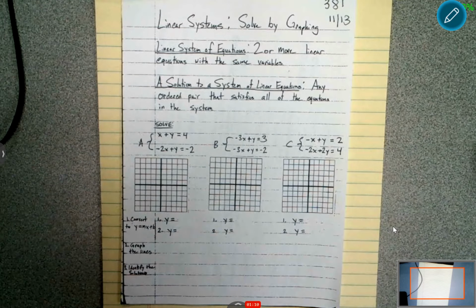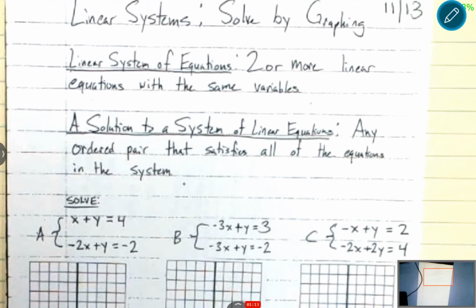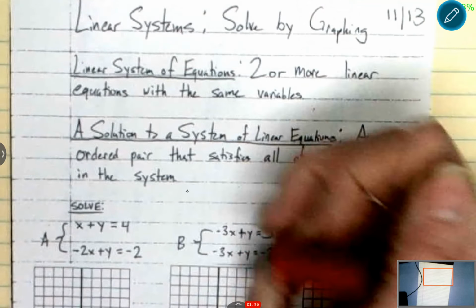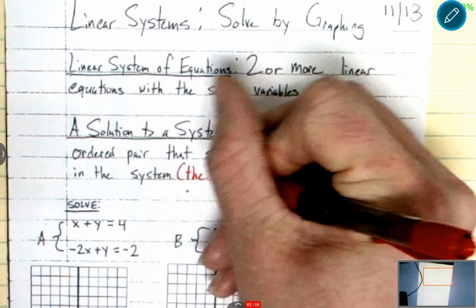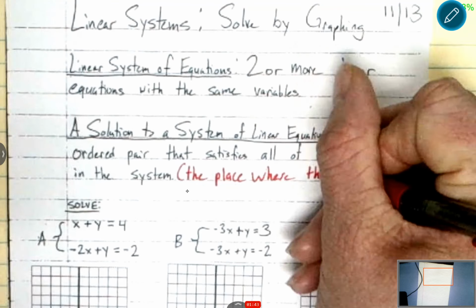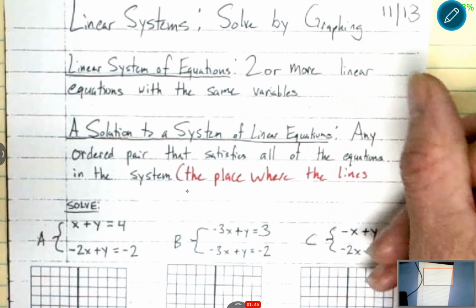A linear system of equations is defined as two or more linear equations with the same variables on the same graph. So if we graph two lines on the same grid, that is a system of equations. A solution to a system of linear equations is just any ordered pair that satisfies all the equations in the system. Another way you can think about it is the place where the lines intersect.